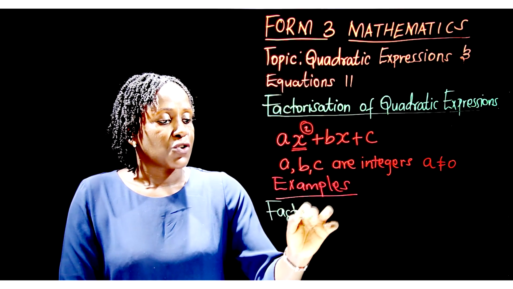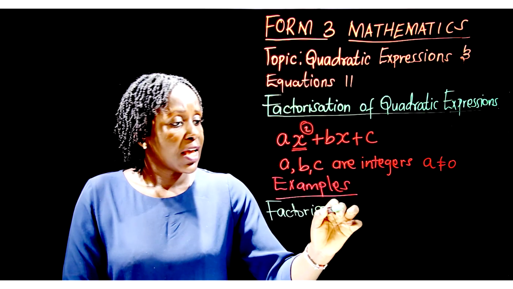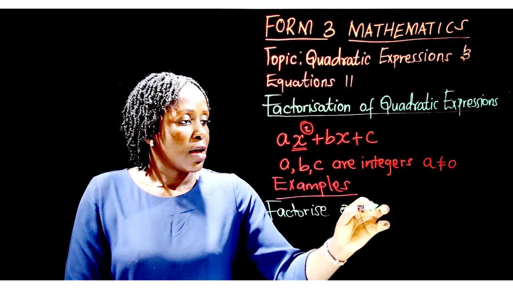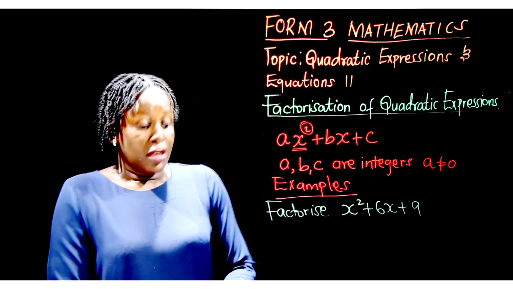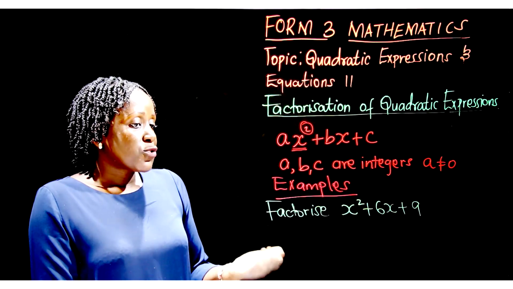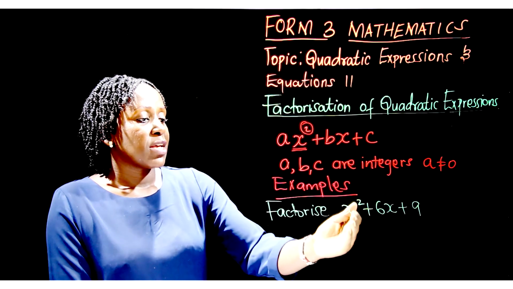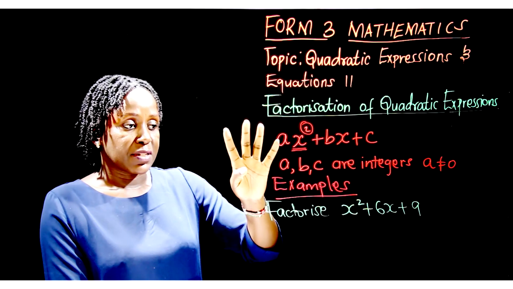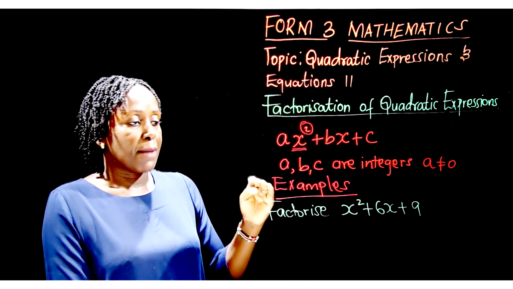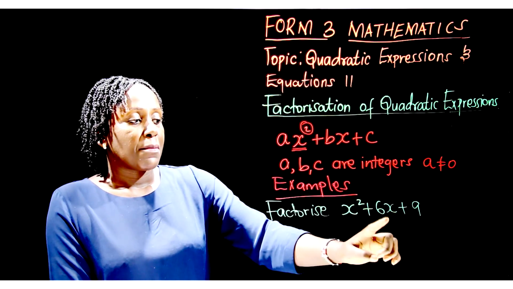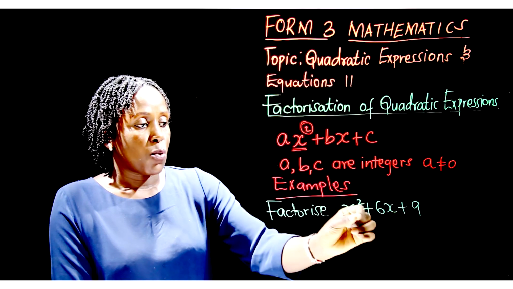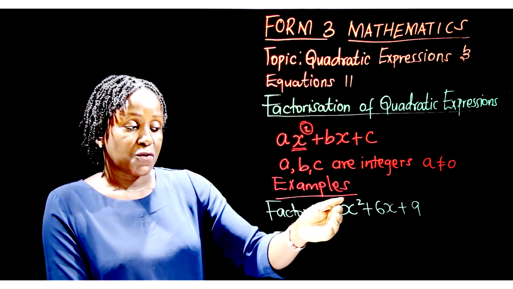So we're going to factorize x squared plus 6x plus 9. Now, for us to be able to factorize, we must have 4 terms, because we need an even number of terms. In this case, we have 3: x squared plus 6x plus 9. 1, 2, 3. So we need 4.